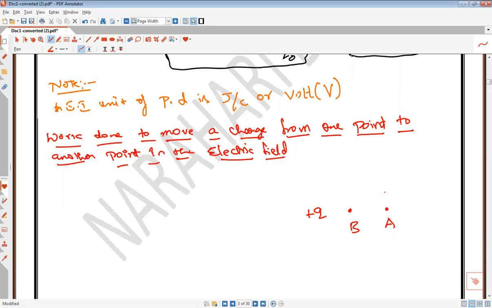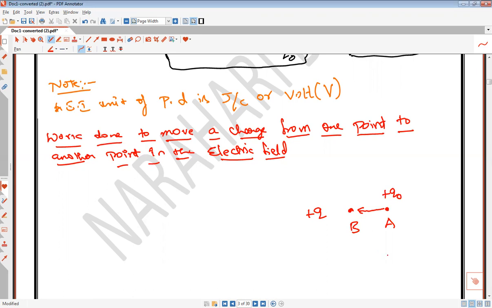Now let me place a charge Q0 at point A. I have placed a test charge Q0 at point A. And I want to move this test charge Q0 from point A to point B. Can I move this test charge Q0 from point A to point B without doing any work?